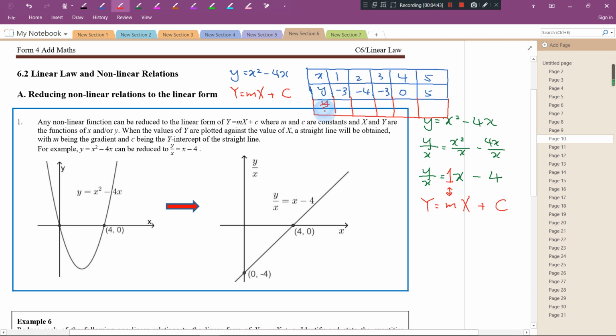Okay, this is for y over x. How do we get the value of y over x? It's easy. This is y, this is x, right? You just take this divided by this. Negative 3 divided by 1, you get negative 3. Negative 4 divided by 2, negative 2. So this is negative 3, negative 2, negative 1, 0, and the last one is 1. Now I have to focus on this row and this row.